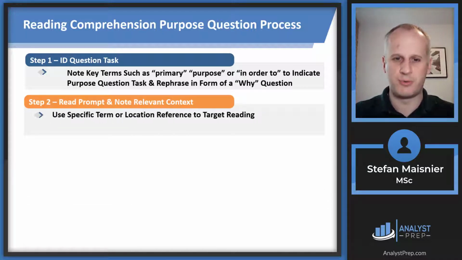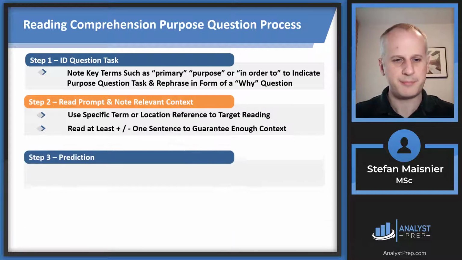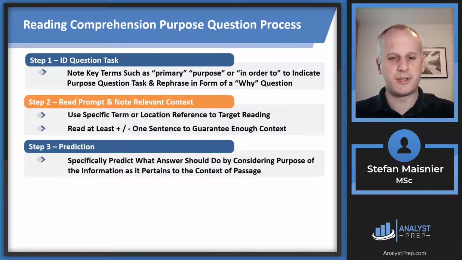Then, once again, you're going to read the prompt and note your relevant context. Use your term or location reference to target your reading. Remember that, again, you have to read at least a sentence above and a sentence below to guarantee proper context. And then, for the prediction, you want to specifically predict as best you can what the answer should do by considering the purpose of the information as it pertains to the context of the passage.